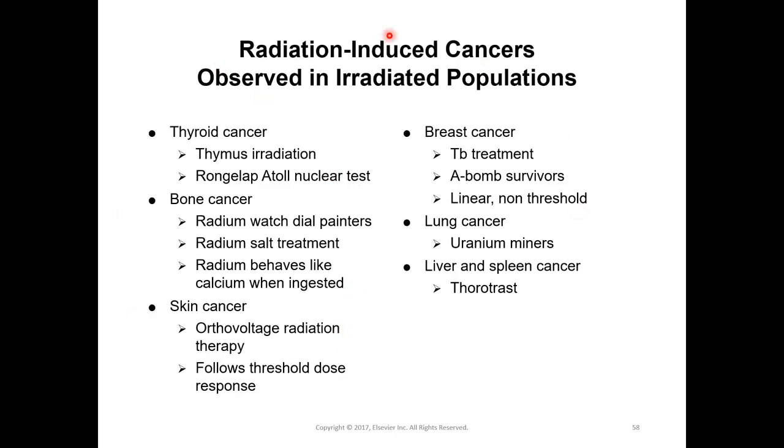Here's some other cancers that are mentioned, perhaps some of them on your test. Thyroid cancer from thymus gland irradiation, bone cancer from your radium, because your radium behaves like calcium and goes straight to the bone. You've got your skin cancers, which follow a threshold dose response, so it needs a specific dose for it to occur. Your breast cancer follows a linear, non-threshold dose response. Lung cancer from uranium miners, and that thorotrast that we used to use, that contrast media, can cause liver and spleen cancer.